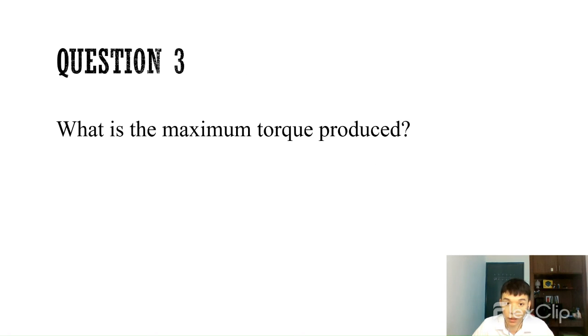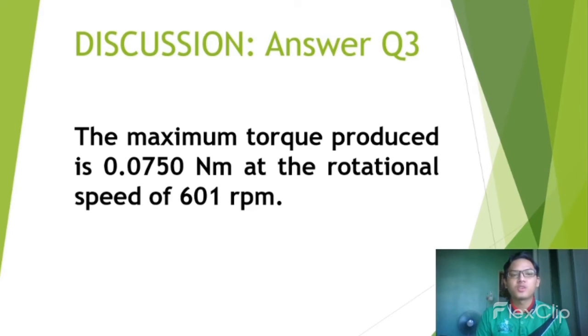I'm here to ask my teammate question 3. What is the maximum torque produced? For the answer to question 3, the maximum torque produced is 0.0750 Nm at the rotational speed of 601 rpm.